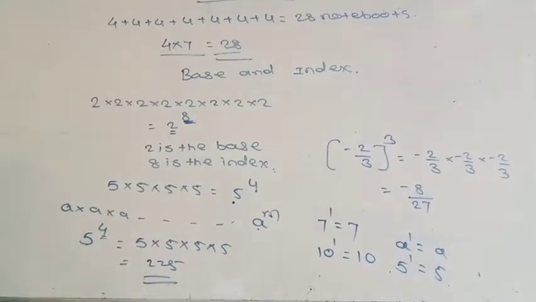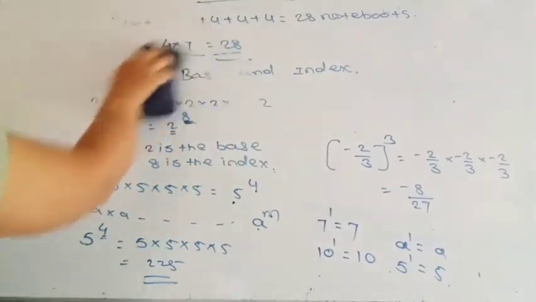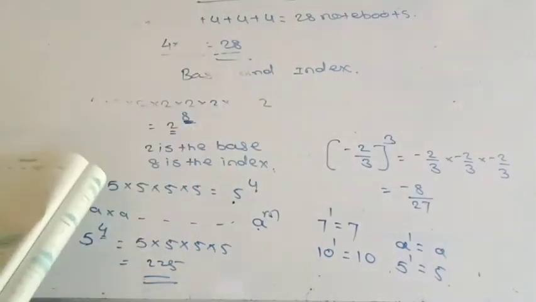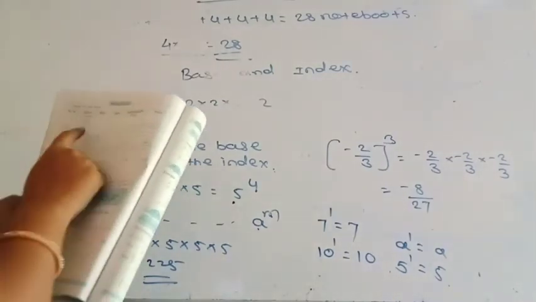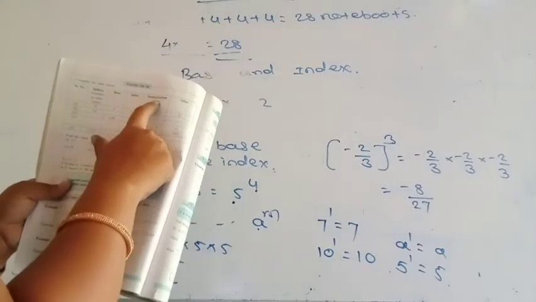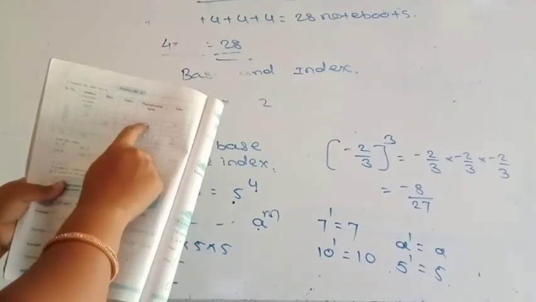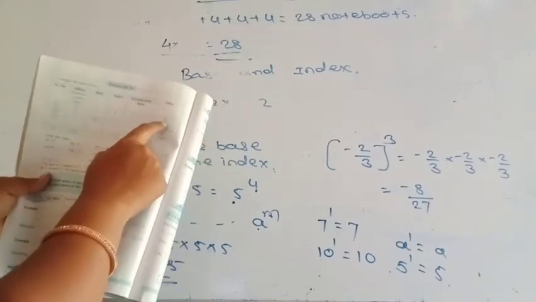Practice set 26. Complete the table below. Here the numbers are given in index form, and you fill in the base, index, multiplication form, and value of the number. Here in your textbook, see the first one, 3 index 4. Base is 3 and index is 4. Then the multiplication form is 3 multiplied 4 times. Then the value: 3 3s are 9, 9 3s are 27, and 27 3s are 81.